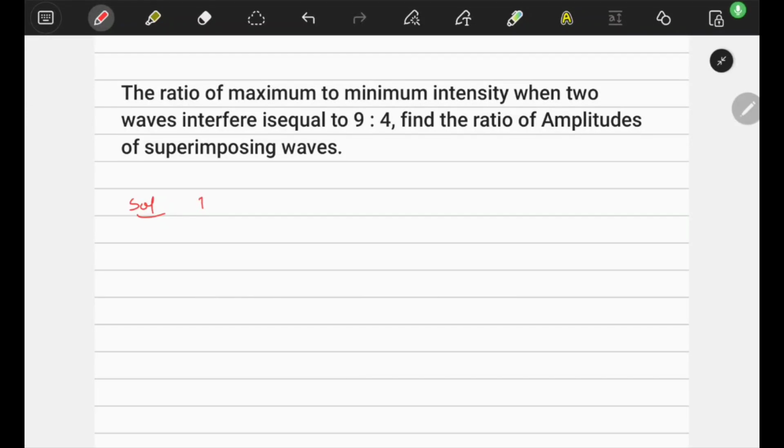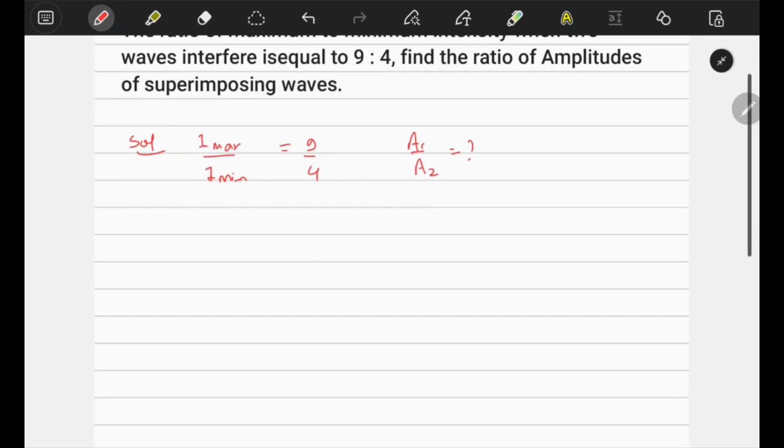You can see in this question we have given I max over I minimum, and this I max over I minimum is 9 by 4, and the question is asking about A1 by A2, that is the ratio of amplitude of superimposing waves. So we know that we can write down this I max as (root I1 plus root I2) whole square, and I minimum as (root I1 minus root I2) whole square, that is equal to 9 by 4.